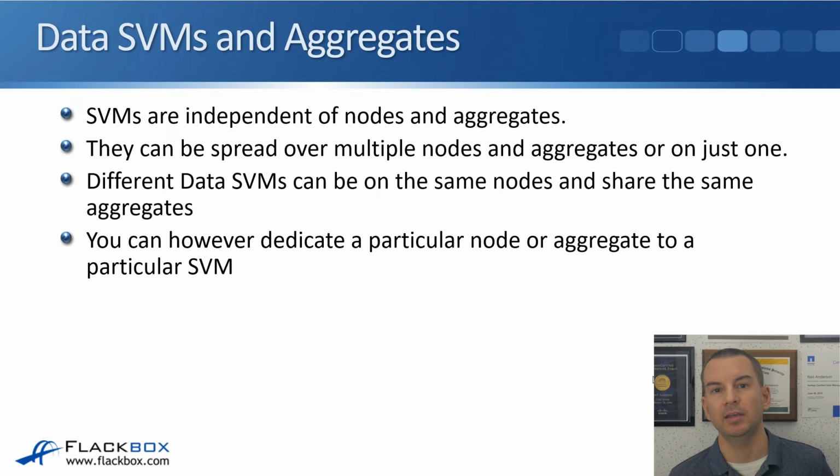Next thing to talk about is how the data SVMs work with aggregates. The SVMs are independent of nodes and aggregates, meaning they can be spread over multiple nodes and aggregates, or an SVM could be on just one aggregate. Different data SVMs can be on the same nodes and share the same aggregates, or you could dedicate a particular node or aggregate to a particular SVM. In other words, it's completely flexible. There's no fixed linkage between the aggregates and the SVMs. You can have different SVMs sharing the same aggregate or using different aggregates, however you want to do it.